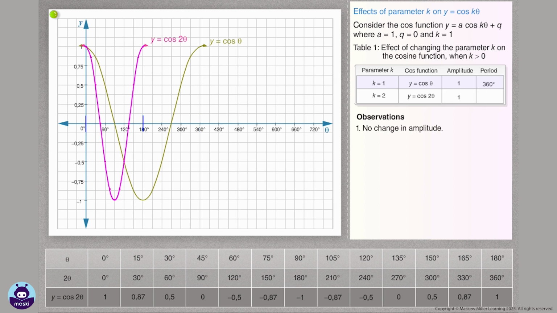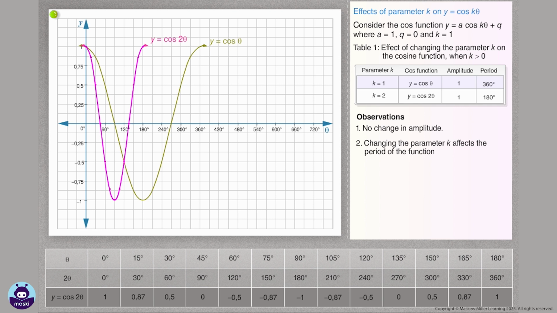However, the period of the function has changed. Period of the function y equals cos 2 theta is 180 degrees, which is half of the period of the function y equals cos theta. Hence we can say that changing the parameter k affects the period of the function.